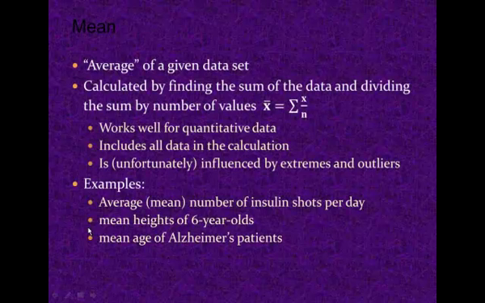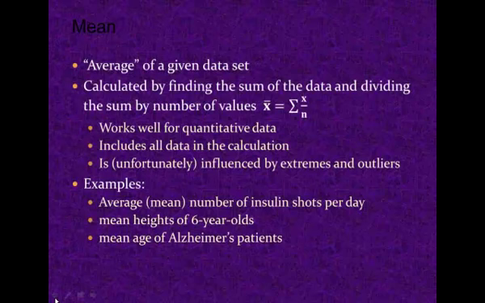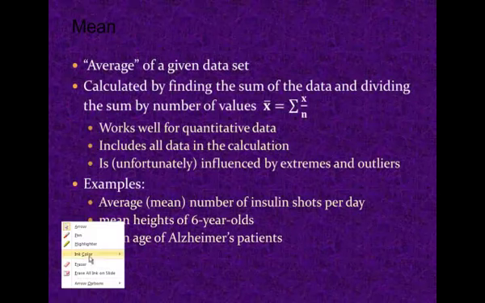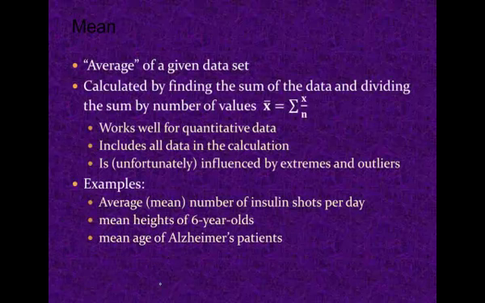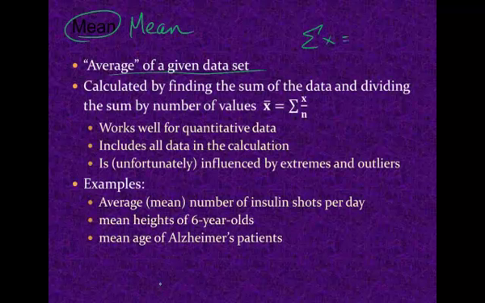So when we're talking about the mean value, the mean value here is the average of a given data set, and it's calculated by finding the sum of the data and dividing the sum by the number of values. So if the sum of the data is 200 and the number of values is 20, then the mean would be 10 or 10.0 depending on what it is that we're measuring. The summation notation, the sigma, means that you add them all together.